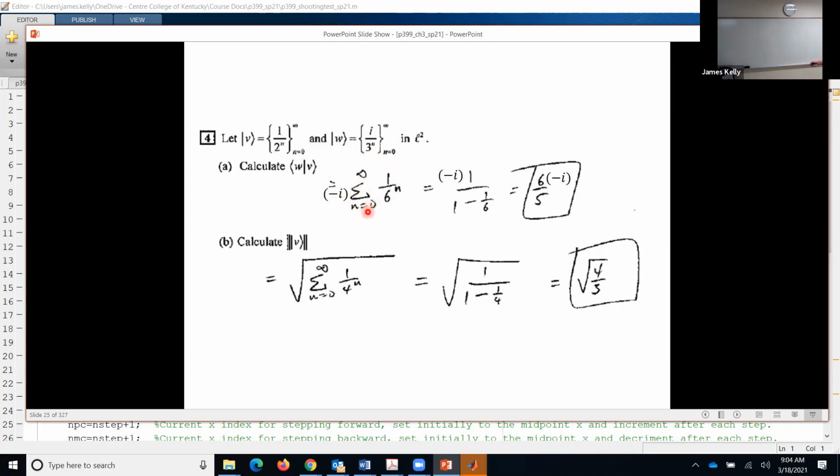When you're summing from 0 to infinity of x to the n, the formula is 1 over 1 minus x, as long as x is between 0 and 1, it will converge. So 1/6 is good. 1 minus 1/6 is 5/6, and 1 over that is 6/5. So we get minus i times 6/5 for that.